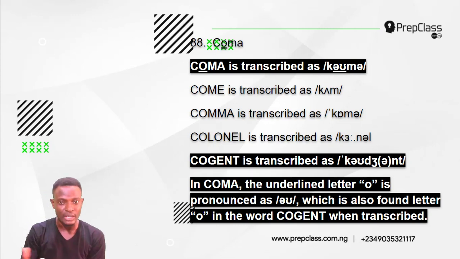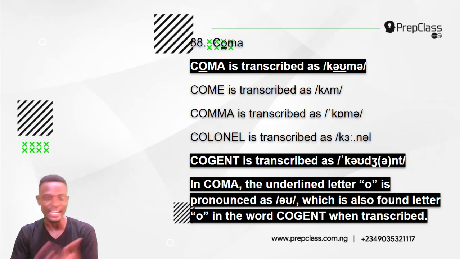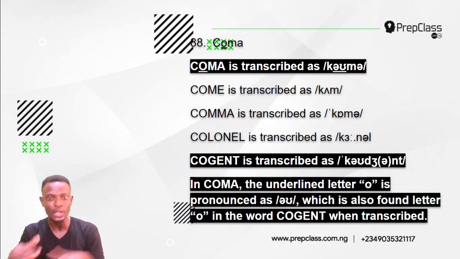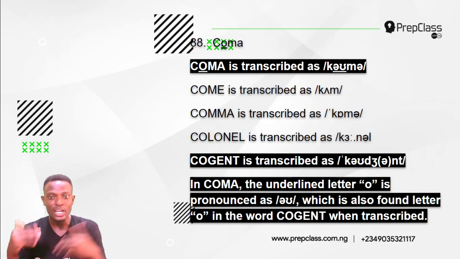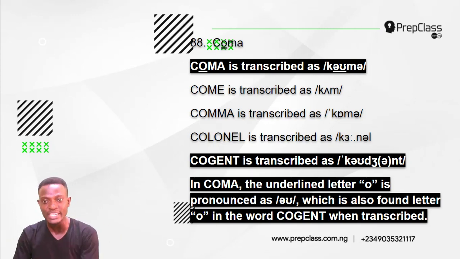It is not option C, kernel. Kernel is transcribed as shown on the screen. The answer is option D, cogent. Cogent is transcribed as shown on the screen. Now, looking at the transcriptions of comma and cogent, we have the sound O. So where we have the letter O in comma, we have the sound O.